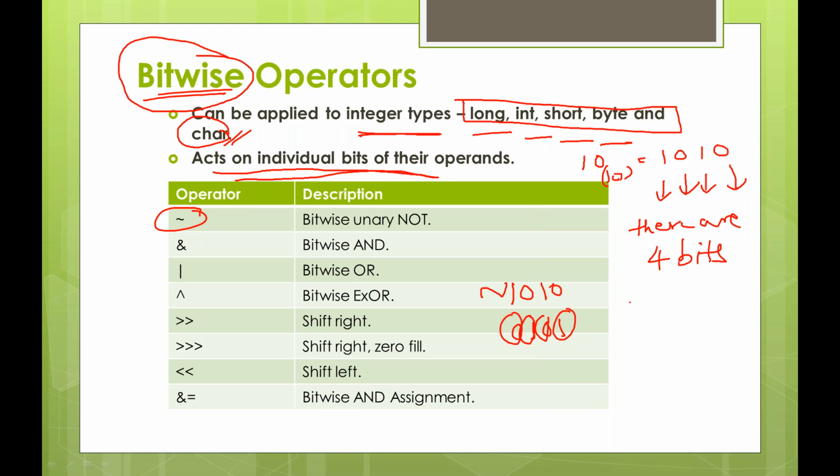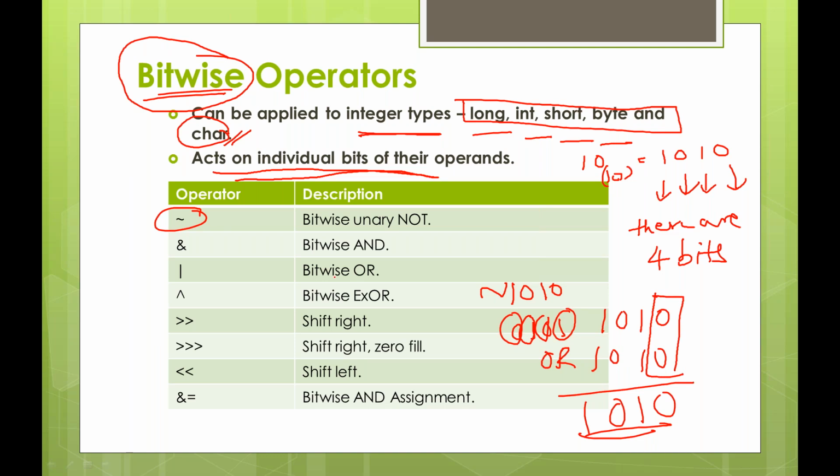Say for example, I want to OR two numbers, 1 0 1 0 with 1 0 1 0. So what is happening when we do any operation using any of these operators? It works on individual bits of the 2 operands. That is why these are called bitwise operators.